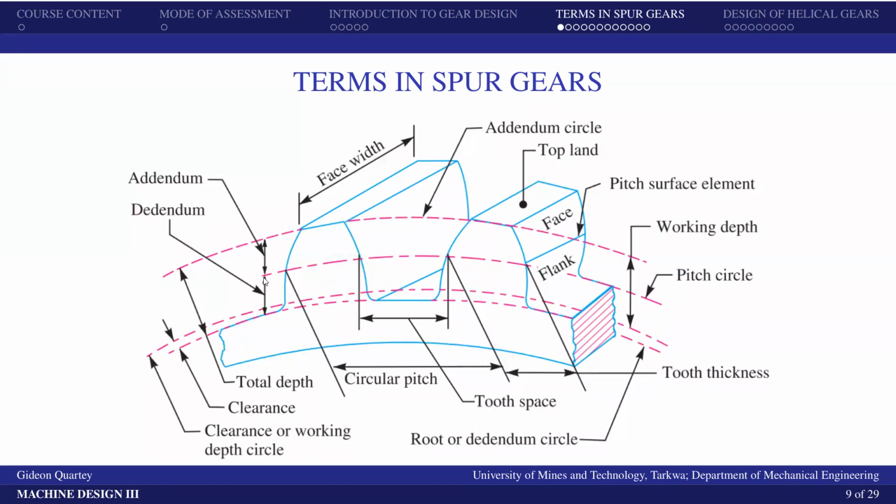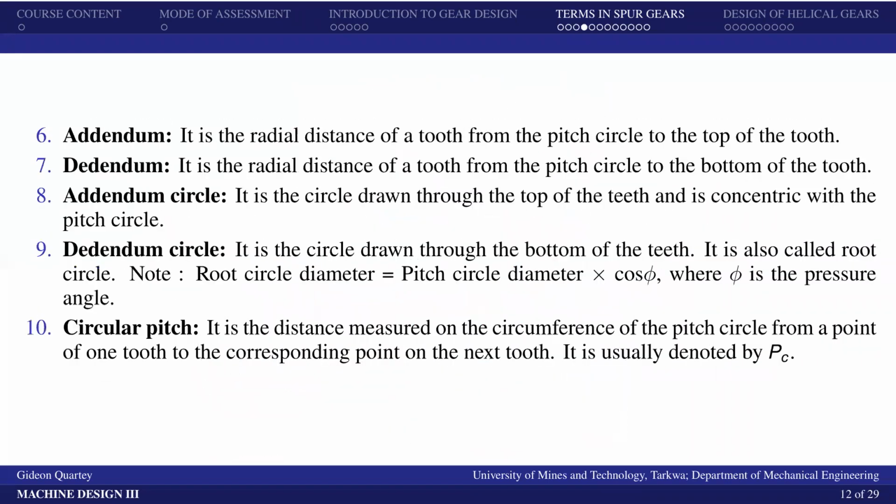Then the distance between the pitch circle and the addendum circle is called the addendum. Then we also have the circular pitch, and it is the distance measured on the circumference of the pitch circle from a point on one tooth to the corresponding point on the next tooth, and it's usually denoted by PC.